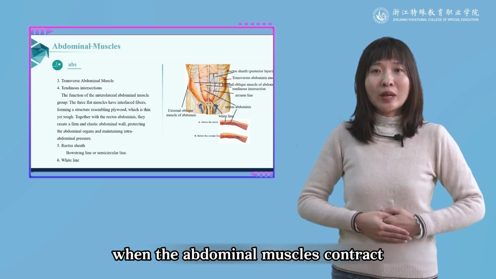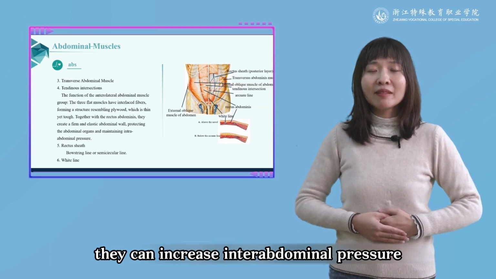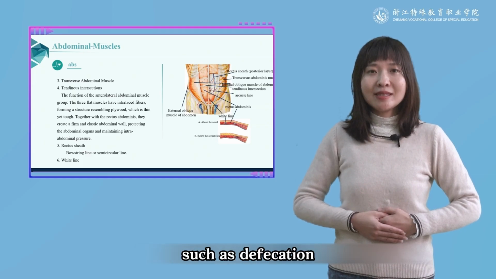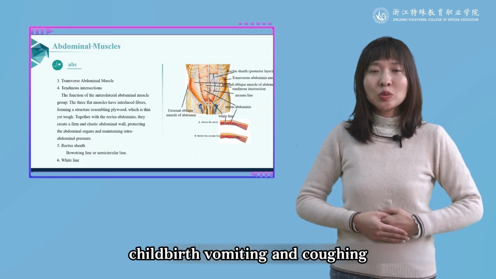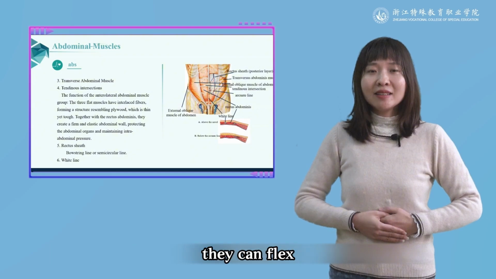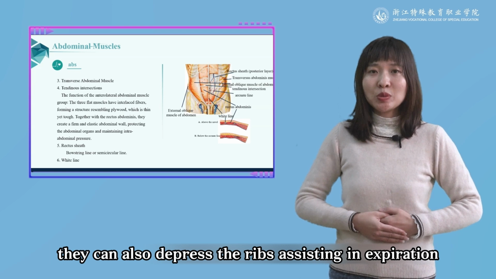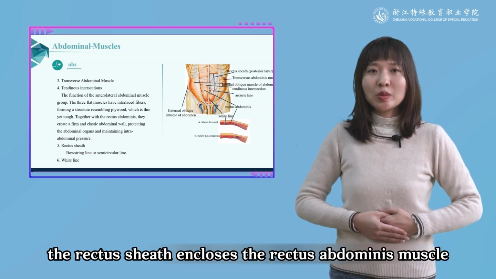When the abdominal muscles contract, they can increase intra-abdominal pressure to facilitate physiological functions such as defecation, childbirth, vomiting, and coughing. They can flex, laterally flex, and rotate the vertebral column. They can also depress the ribs, assisting in expiration. The rectus sheath encloses the rectus abdominis muscle.